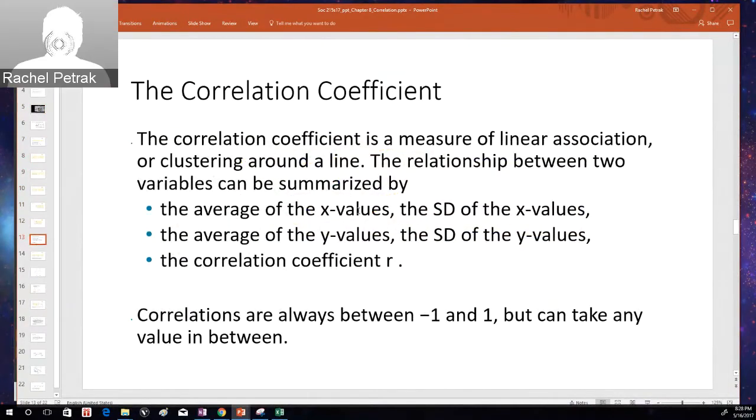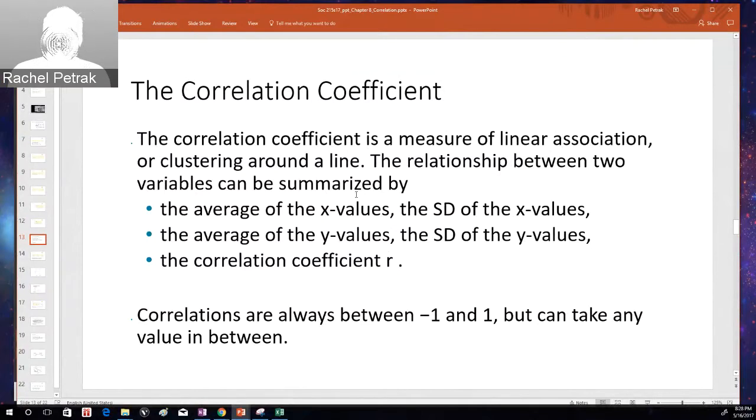The correlation coefficient, which we've been discussing a little bit up to this point, but we really want to get to know this well because correlation is very popular. It's a common scenario to have two interval variables. And when you have two interval variables, then the correlation is probably the most appropriate procedure. The correlation coefficient, that's R, is a measure of linear association clustering around the line.